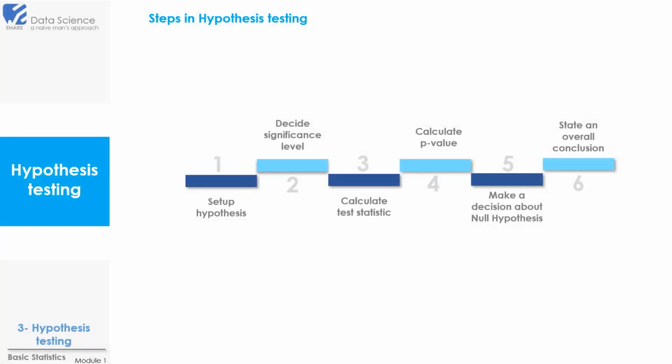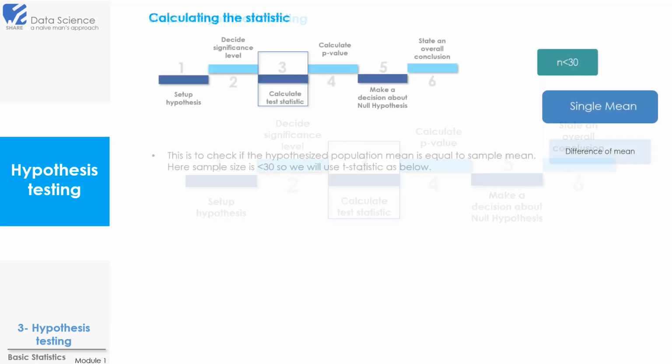Now there are a total of 6 steps involved in hypothesis testing. These 6 steps are common irrespective of the type of test. So in this category, our first test is for a single mean. Here the only difference from our previous single mean test is that the sample size is less than 30. Since the sample size is less than 30, we will use the t statistic instead of z.